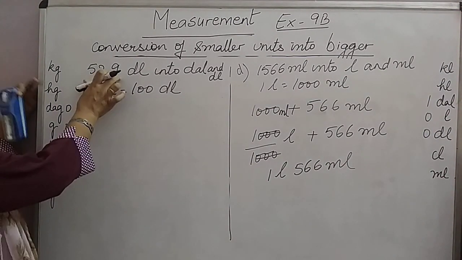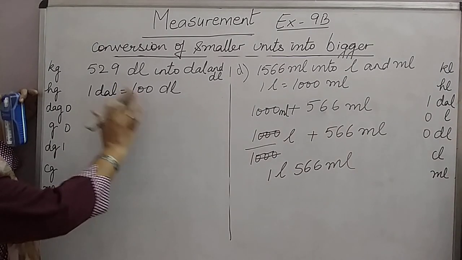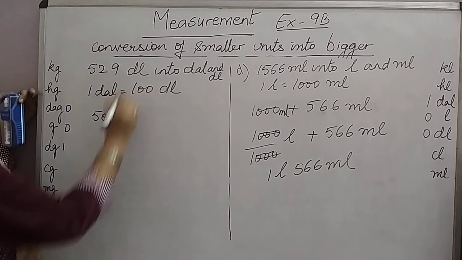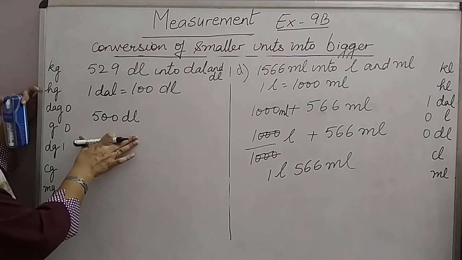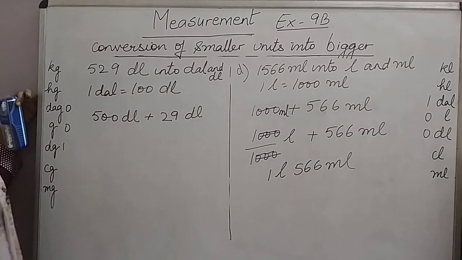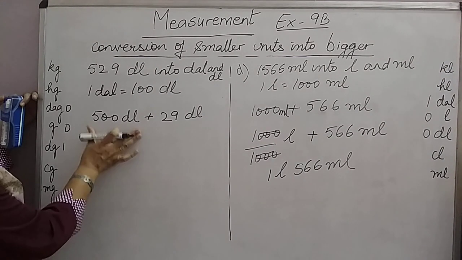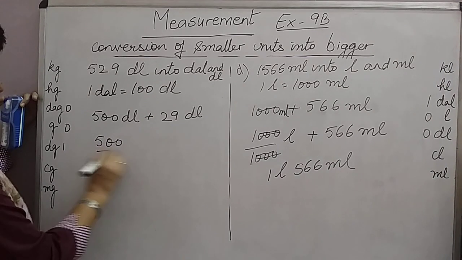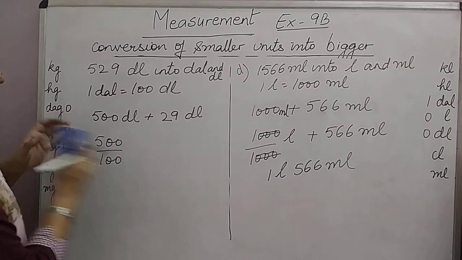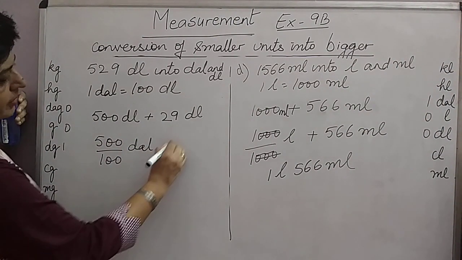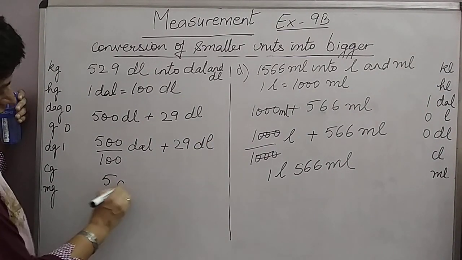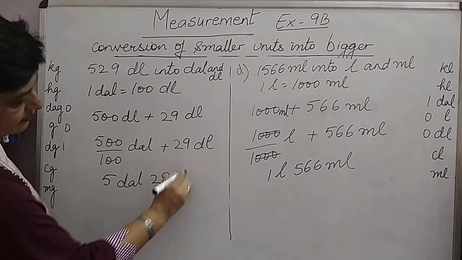So we'll break this number again up to hundreds place and rest will remain as it is. So 500 again dl. Since we have not converted it, we are simply breaking it, plus 29 dl. So this will be divided by 100 and this will remain as it is. And the unit for this will change. Now this will become decaliter and this will remain as it is, that is deciliter. So it is 5 decaliter and 29 deciliter.